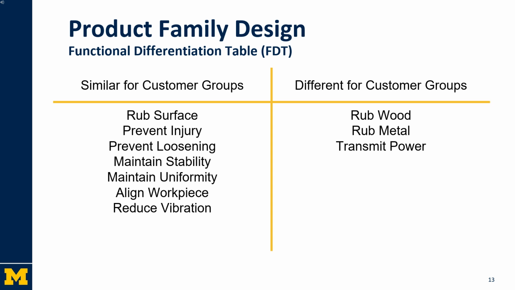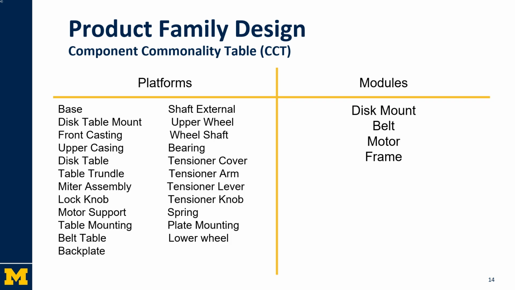Moving on to product family design, here we take a look at the FTT diagram. Here we separate the functions from the FAST diagram into two groups. A group for the similar functions for the two groups, which you can see on the left, and on the right are the functions different for the two customer groups, which would be rub wood, rub metal, and transmit power. Now we can take a look at the CCT graph, where we separate the standard components into those that will be the same for both customer variants. That will be on the left, and on the right we list those that will be different, creating the modules themselves. These parts include the disc mount, the belt, and the motor.